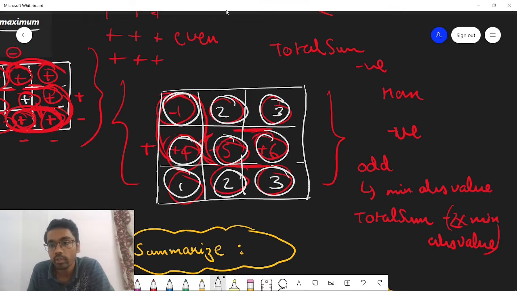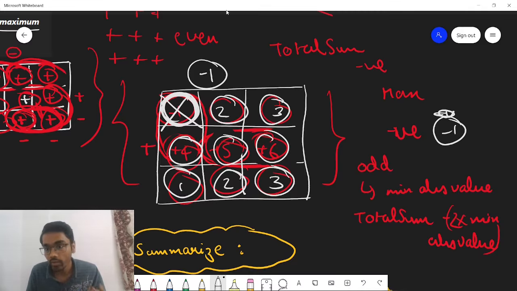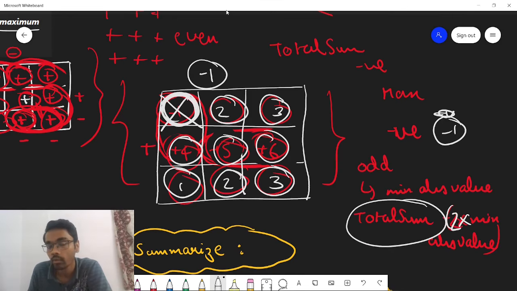Now since you need to subtract -1 from that total sum, you have already contributed the +1 into your total sum. So first you need to remove the contribution of +1 from your total sum, and then you need to contribute a -1 to your total sum. So that's why we'll be subtracting twice the minimum absolute value from our total sum. So this is how we'll be solving this problem.